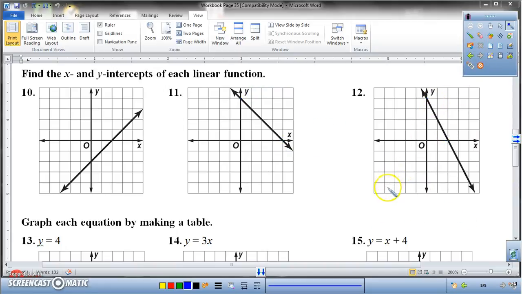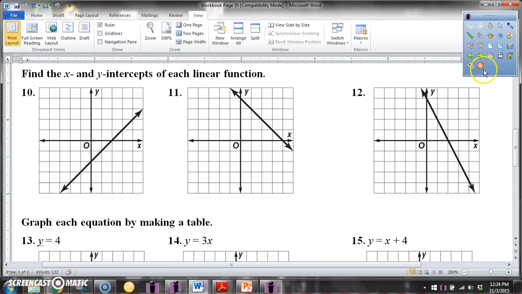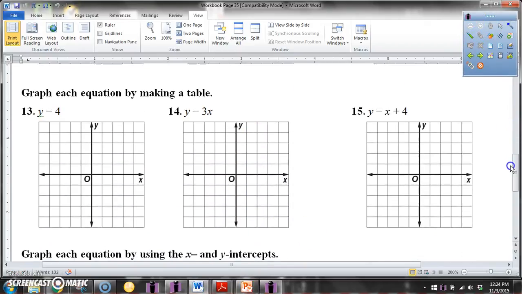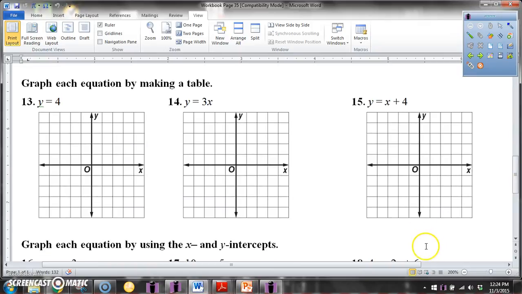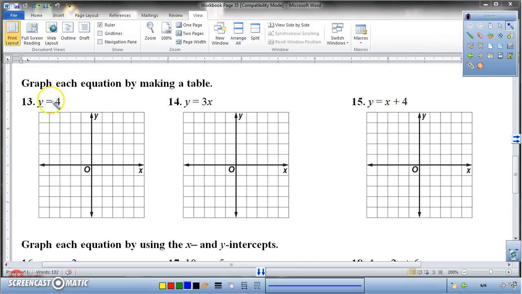All right, for numbers 13 through 15, you were asked to graph these by making a table. And in our tables, in the past, we've picked out random values for x, plugged them in, and got the corresponding y value back out. Well, if you'll notice, in number 13, there is no x value. Okay, there's a 4, and that's it.